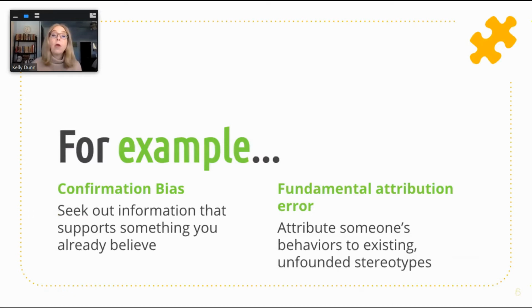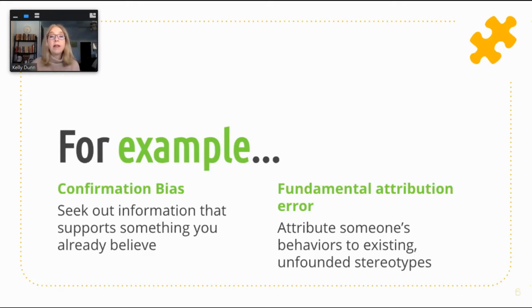For example, we may think we know why students are absent, such as students lack motivation or their parents don't believe school is important, but we may be falling victim to confirmation bias. This type of bias refers to the tendency to seek out information that supports something we already believe to be true. Or perhaps we're falling victim to another type of cognitive bias, such as fundamental attribution error.